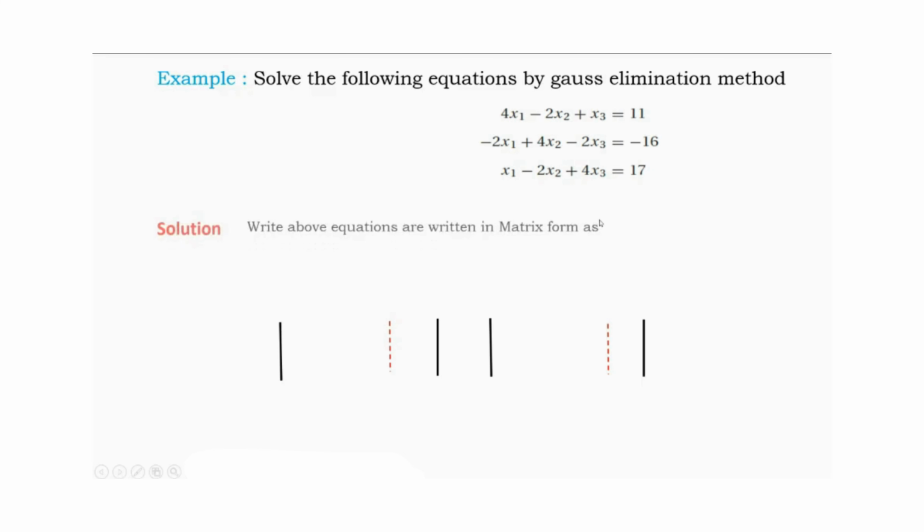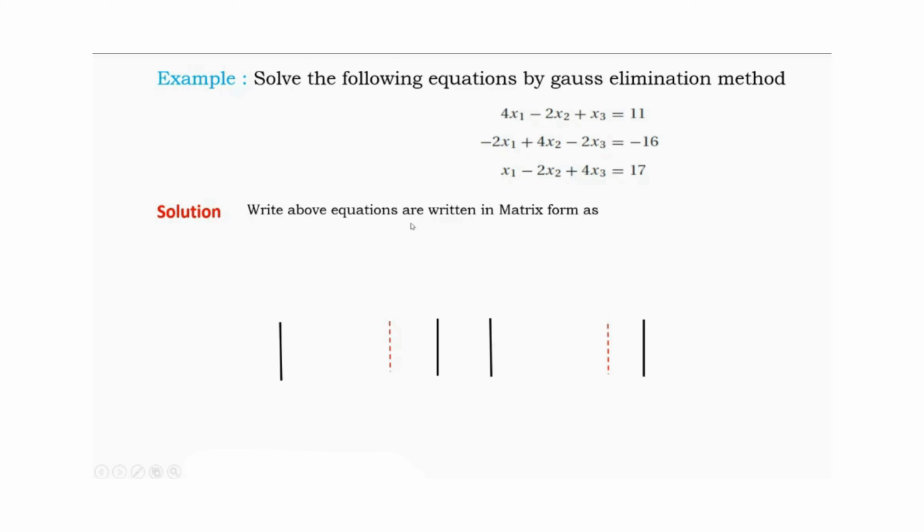Now, first step, to obtain the solution, write the above equations in matrix form. Here you can see 4 into, so this is the multiplication of matrices. First row, first column, you will get the first equation. See, 4 into x1 minus 2 into x2, 1 into x3 is equal to 11. That is, 4x1 minus 2x2 plus x3 is equal to 11.